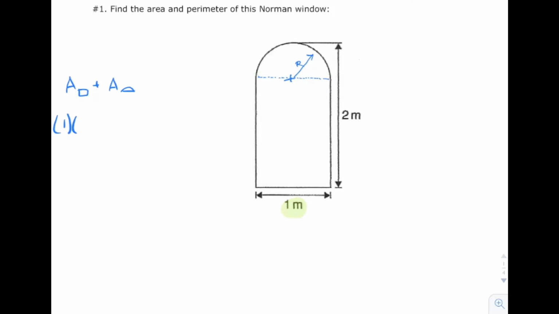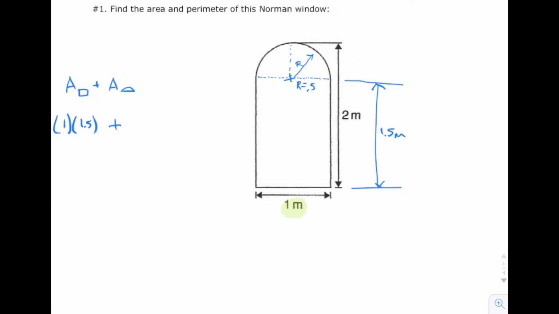So where should I shove this in here? R equals 0.5. I'm going to shove it right there. R equals 0.5. And so that's the distance not only from here to here, but from the center of the circle to any point on the circle. So if that's 0.5, then from here to here, it would be 2 meters minus 0.5. So that's a 1.5 meter height. That's what I would use over here to get the area of my rectangle.